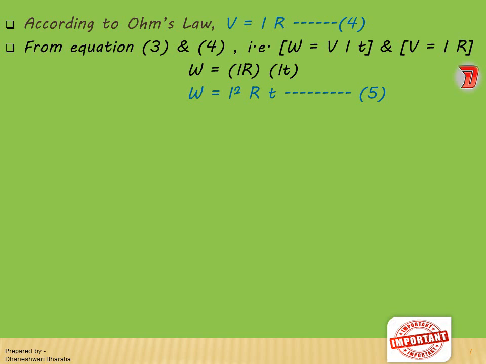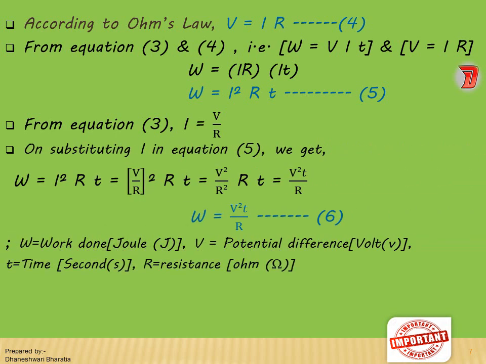From equations 3 and 4, for your convenience I have given the third and fourth equations here in brackets. Now we substitute the value of V in equation 3, so we get W is equal to I square RT. From equation 3, I is equal to V upon R. On substituting I in equation 5, we get the new value for W, which is V square T by R, where W is work done, the SI unit is joule, potential difference is in volt, time in seconds, and resistance in ohm.